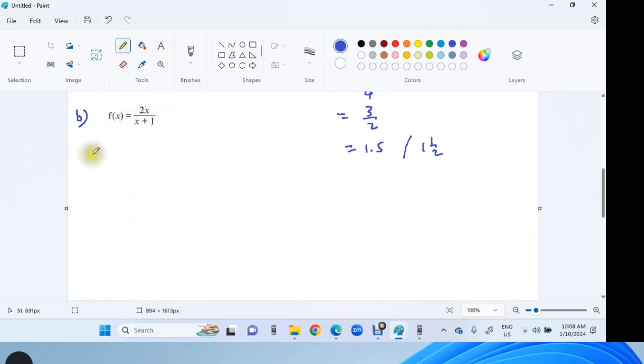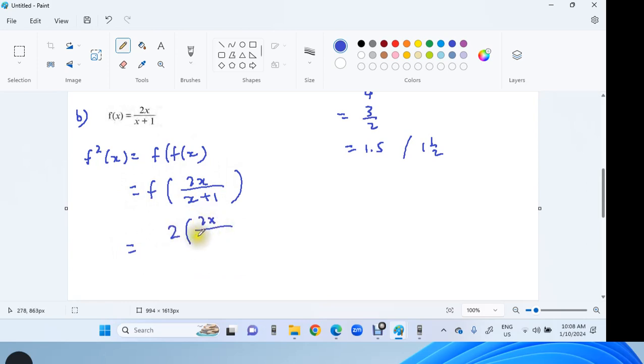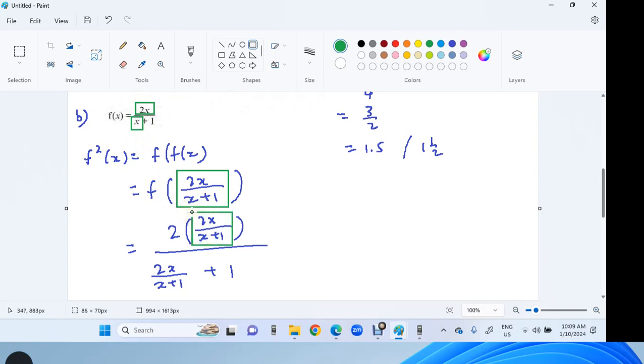Okay, so we have f squared of x, that is f of f(x). So we sub f(x) inside the f(x). So x over x plus 1. So it will become 2 times 2x over x plus 1, over 2x over x plus 1 plus 1. Okay, so we substitute 2x over x plus 1 into the x here. Then it will become something like this.